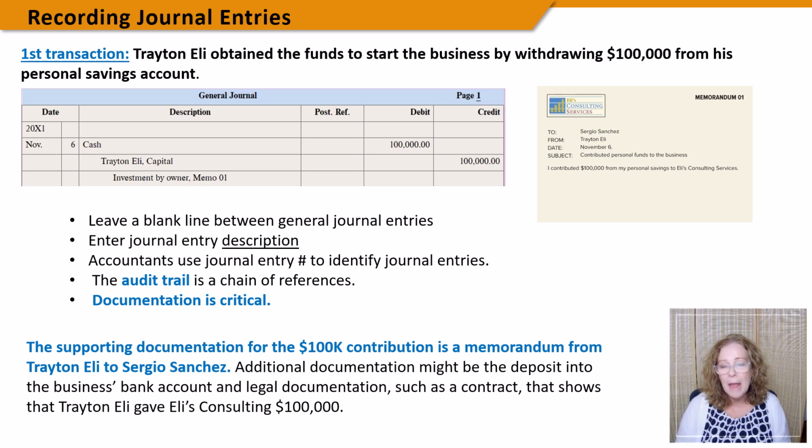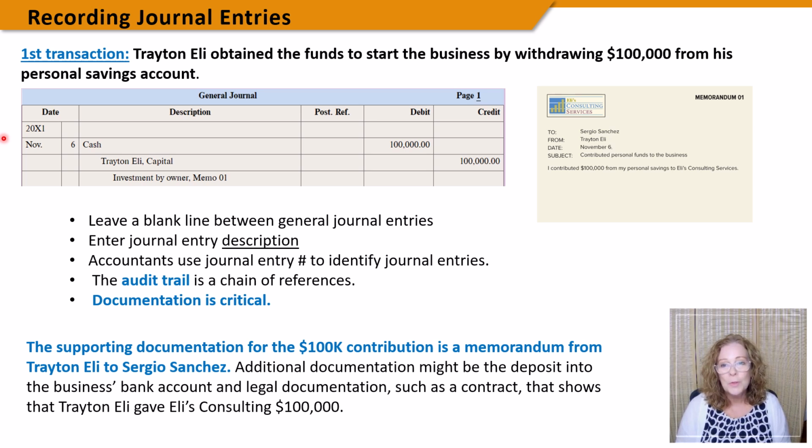As a reminder, every transaction has at least two parts and needs at a minimum a debit and a credit. The total debits must equal the total credits. So to start the journal entry, leave a blank line between the general journal entries. Some accountants use this blank line to number each journal entry. Again, these are the rules for manual journalizing of transactions.